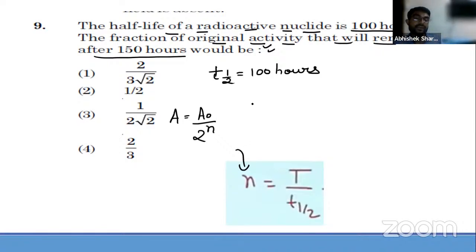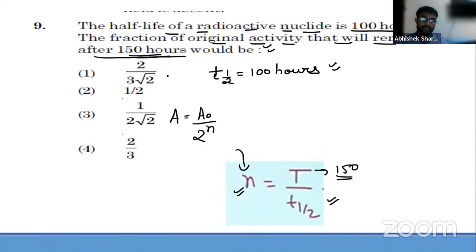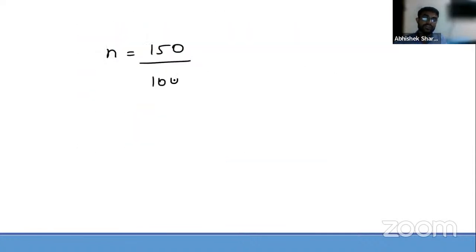Okay, so see what we'll do. The half-life is given, so we have T half according to this formula. Capital T, they are saying, is the fraction of the original activity that will remain after 150 hours. So this capital T is 150 hours, which has been asked from us. This will give us the n number. So we'll put the values here. It's very formula based. So n will be 150 upon T, which is 100 hours, half of 100.